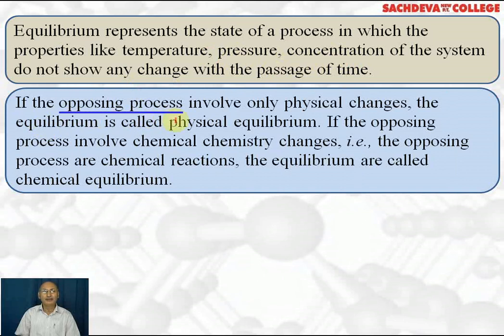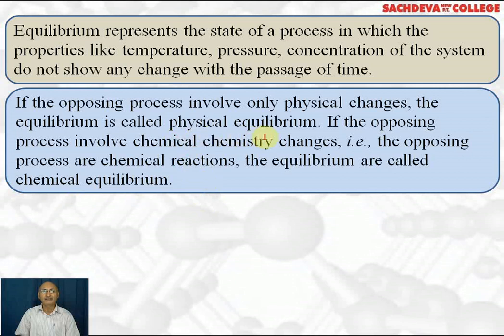If the opposing processes involve only physical changes, the equilibrium is called physical equilibrium. That is, we have the same substance in equilibrium but in different physical states. For example, water solid is in equilibrium with water liquid, or water liquid is in equilibrium with water gas. This type of equilibrium is called physical equilibrium. And if the opposing processes involved are chemical reactions, then this equilibrium is called chemical equilibrium. So we have differentiated between physical equilibrium and chemical equilibrium.